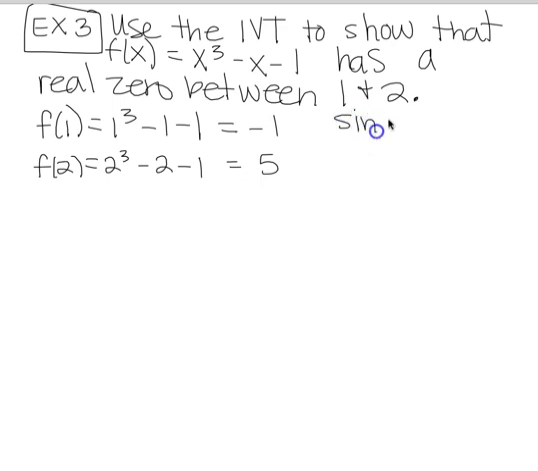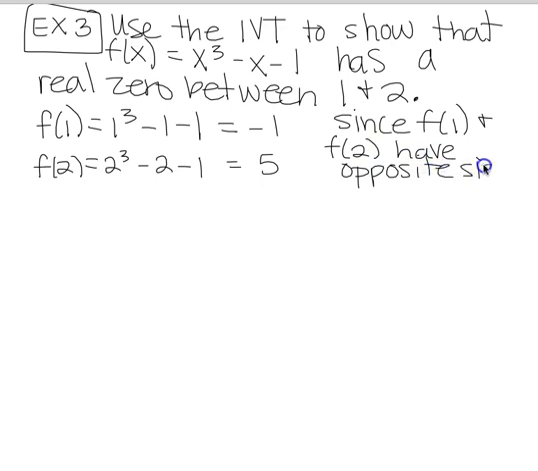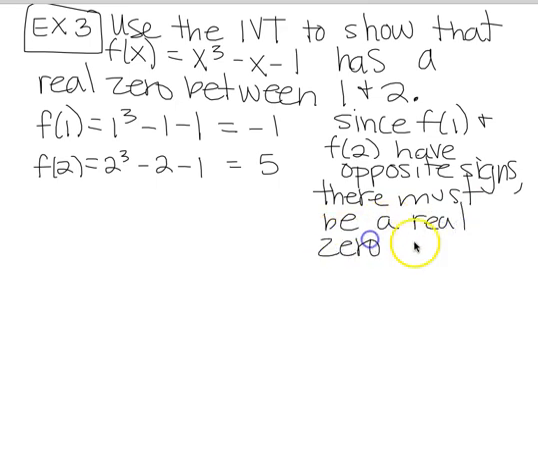So we write out, since f(1) and f(2) have opposite signs, there must be a real 0, meaning it has to cross the axis between 1 and 2.